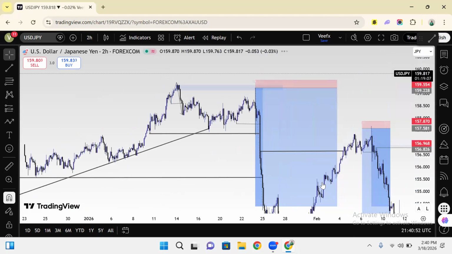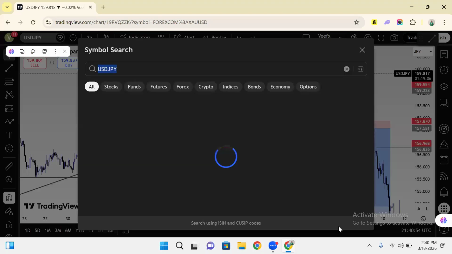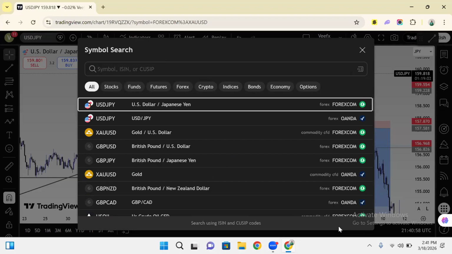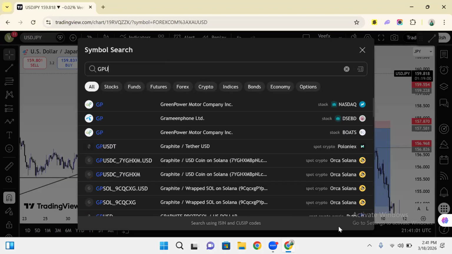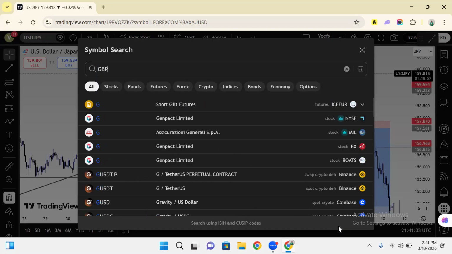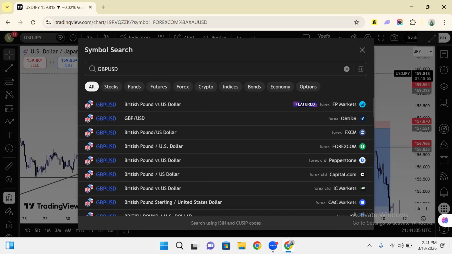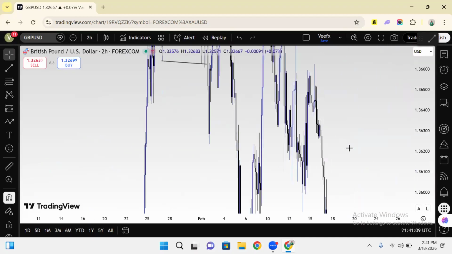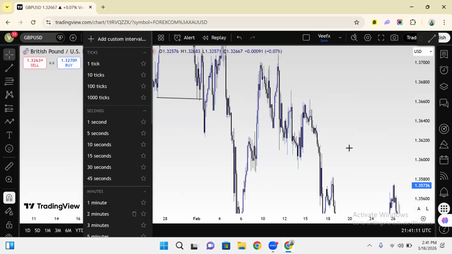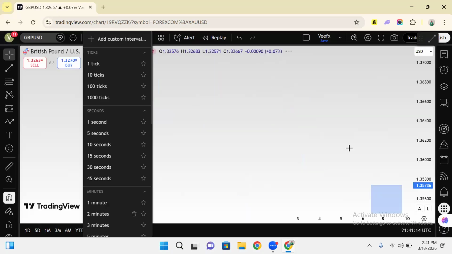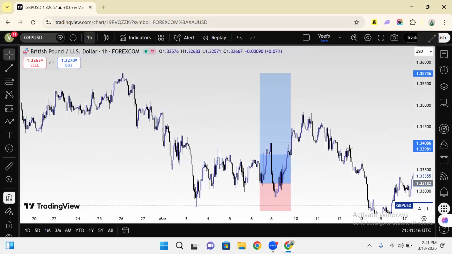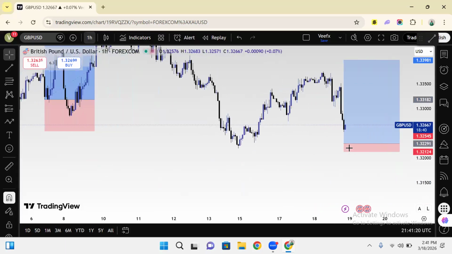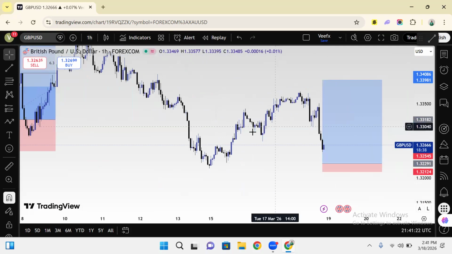Now, real quick, there's a trade I dropped on GBP USD just before this session ends, about to end in 3 minutes. That trade is from a concept of market structure shift as well. Firstly, you can see that the market was ranging to the downside here.